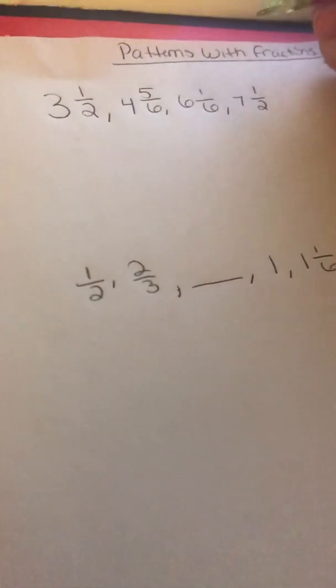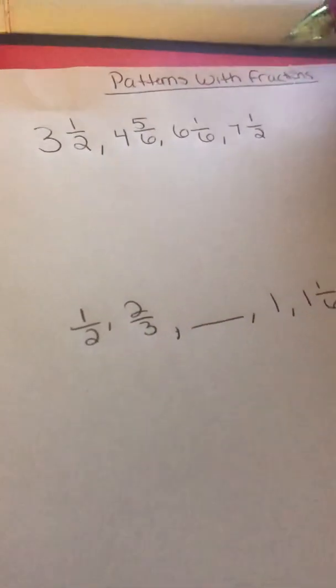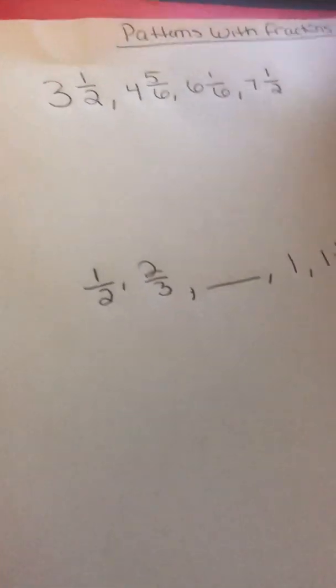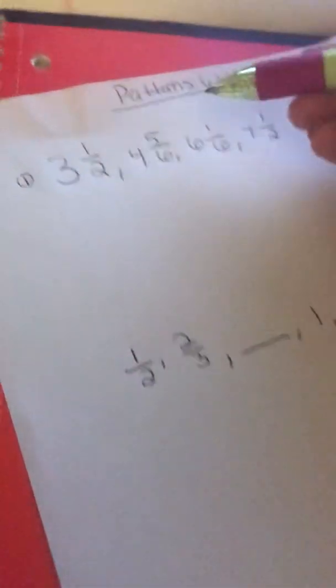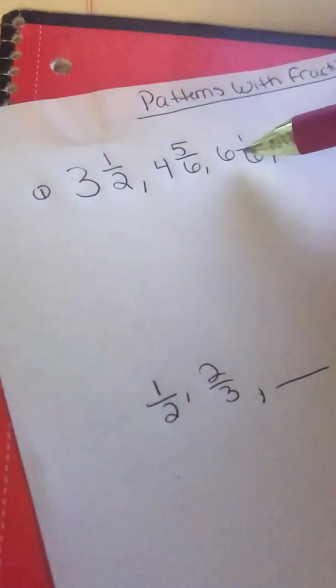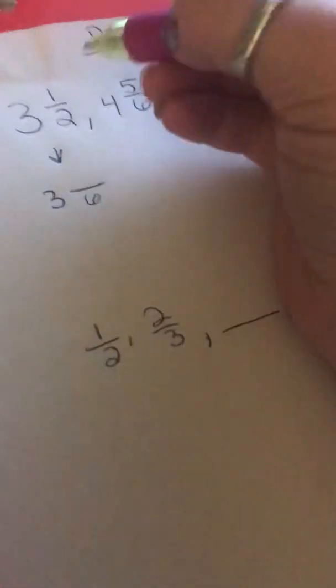So the first thing you need to remember when you're trying to find a pattern with fractions is that you must start with a common denominator. In the first series, I'm going to choose a common denominator of 6. That way I don't actually have to change the middle fractions, just the first and the last. So my whole number just stays the same. It's just kind of along for the ride.